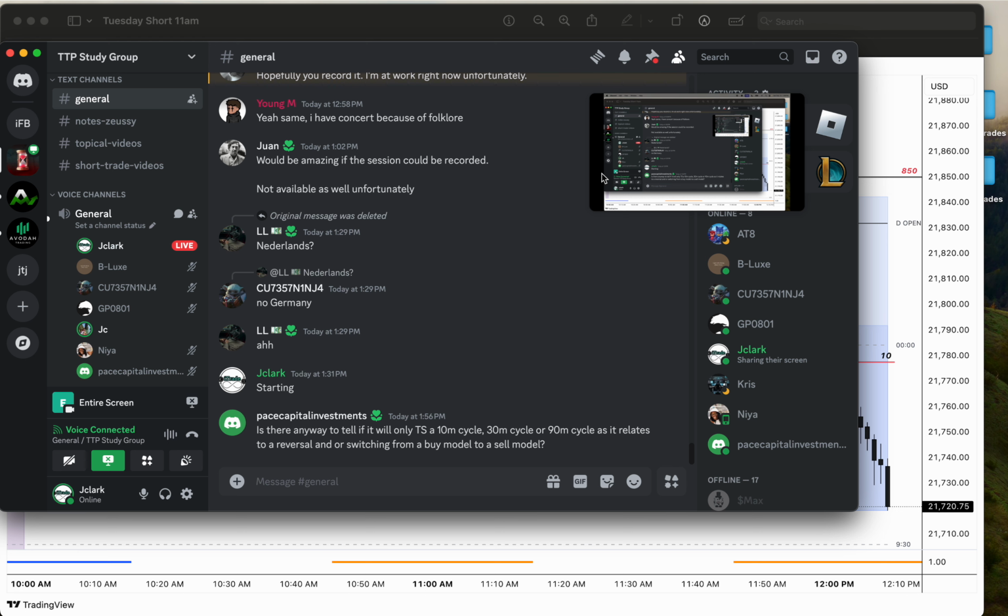Is there any way to tell? When you go on the second chart?